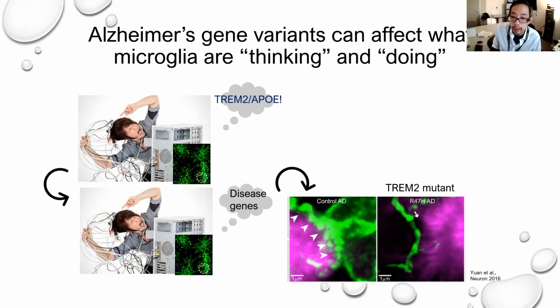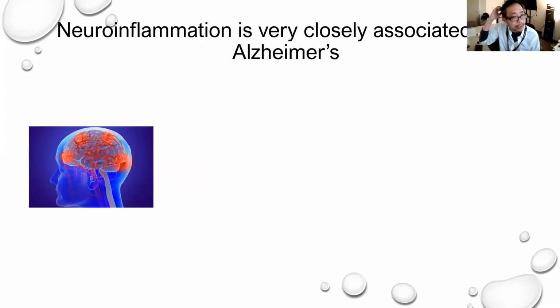So these are beautiful images from Jaime Grenzendler's lab. He shows that basically in a TREM2 mutant, the microglia do not associate as well with beta amyloid plaques as in an AD patient who does not have a TREM2 mutation. So this is suggesting that neuroinflammation is a very integral part of the Alzheimer's process, the neurodegeneration associated with Alzheimer's.